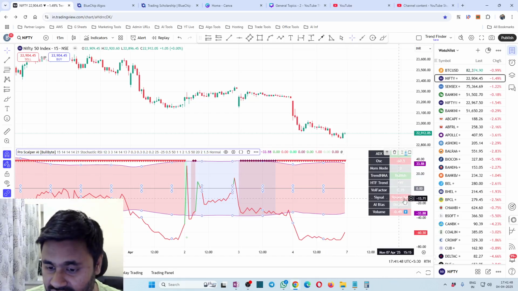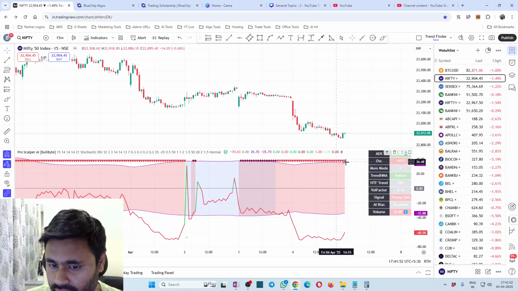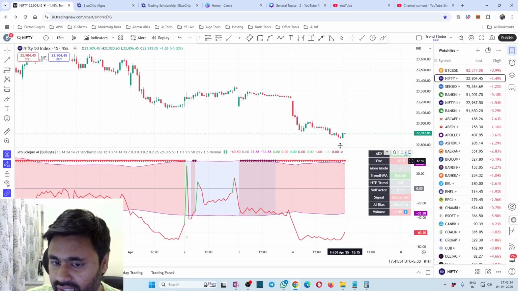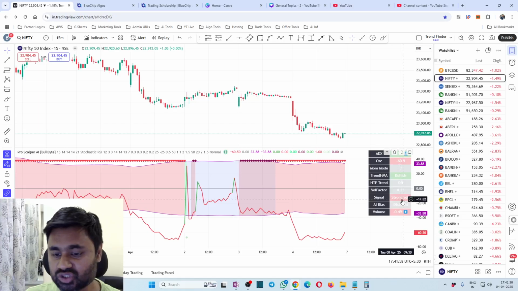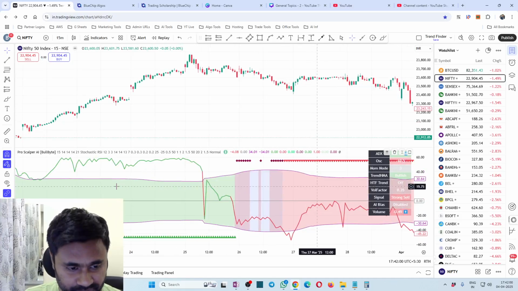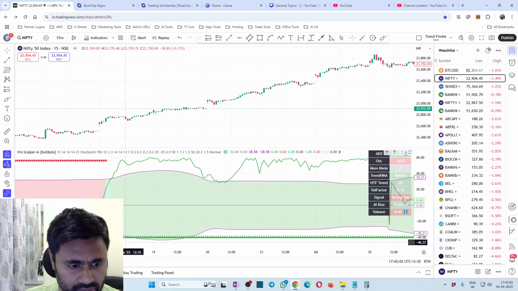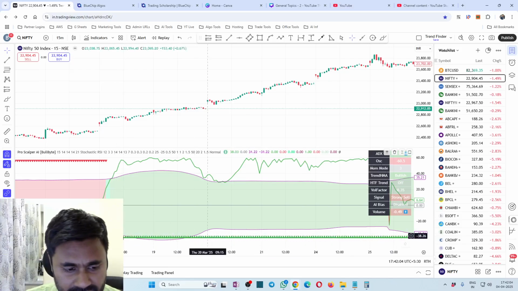You can also see in the table that the signal is strong sell here, which means currently the running candle has a lower triangle, a red triangle. So it's a strong sell. And likewise, you can also check for buy. You can see that there are diamonds. In fact, I changed the color.